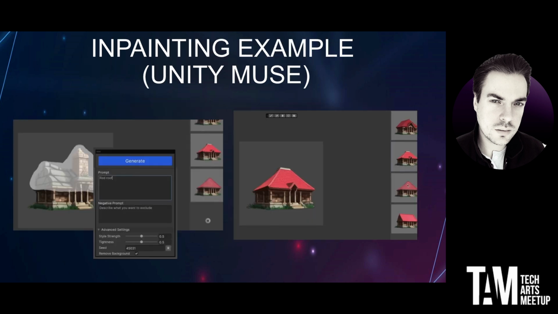Or, which is a pretty good one, Unity released the Muse example recently. It uses an LLM for input, but you can use the inpainting here to then see a few different versions of what that red roof would look like. So it's something that's a little bit more usable for a team that might want to use this for sprite development.